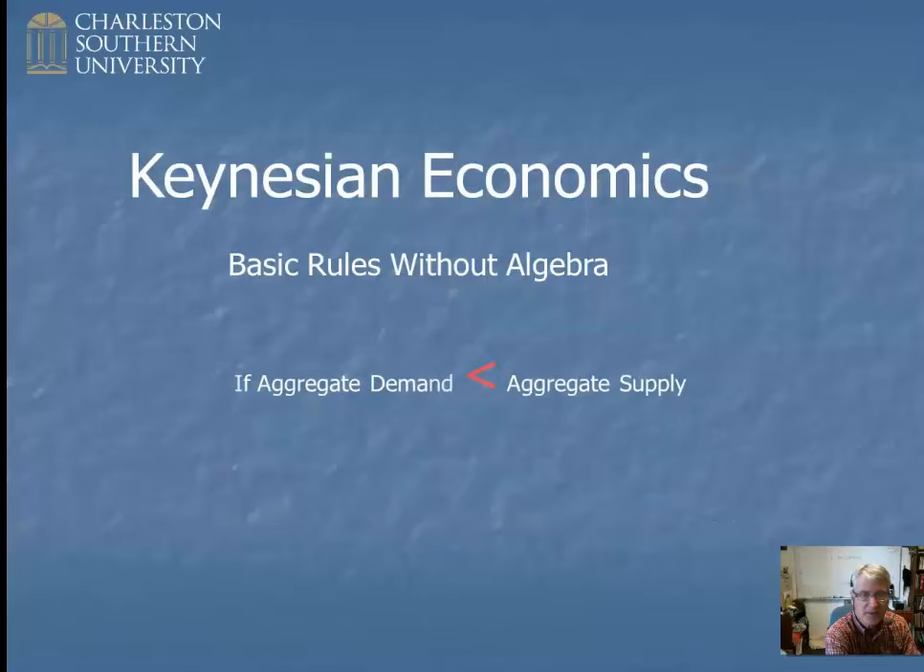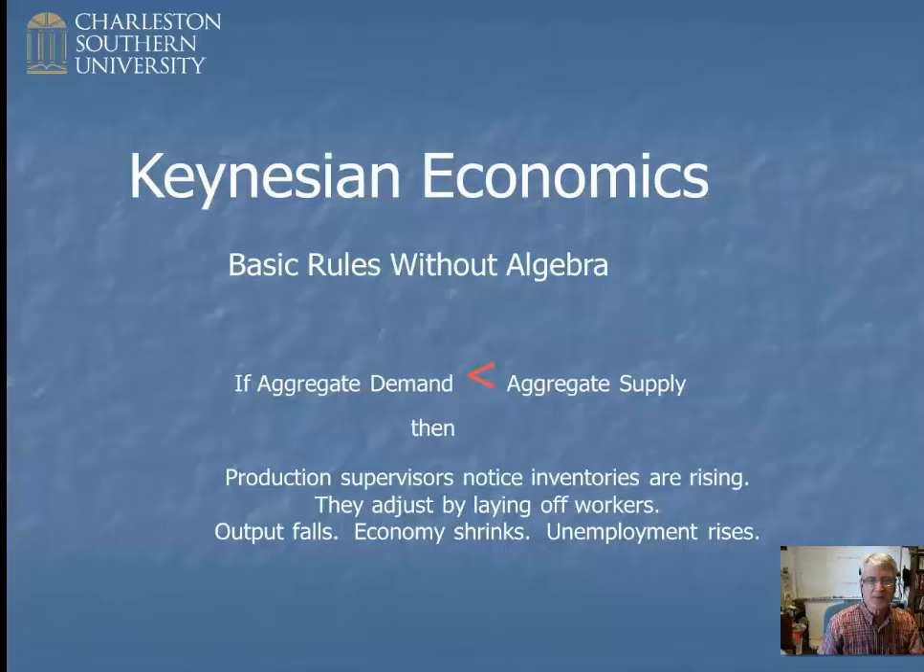So that's the first rule. The second rule is just the opposite. If aggregate demand is less than aggregate supply, then production supervisors notice that inventories are piling up because we're selling things slower than we're producing them. So inventories are piling up and they adjust by laying off workers. Output falls, the economy shrinks, and unemployment rises.